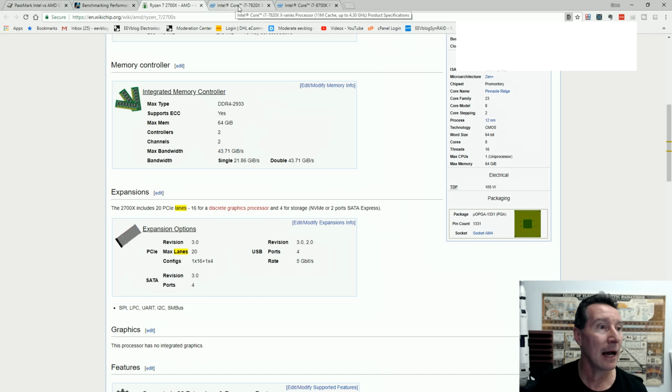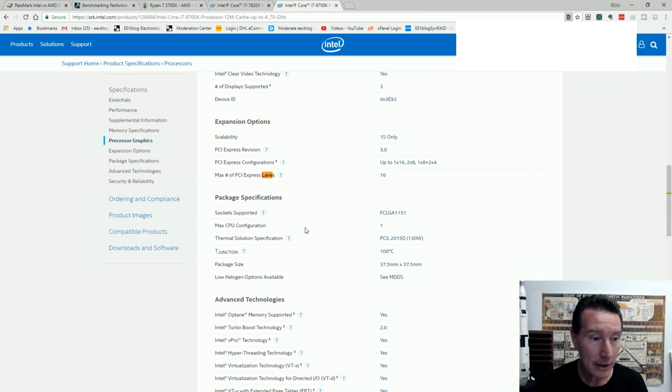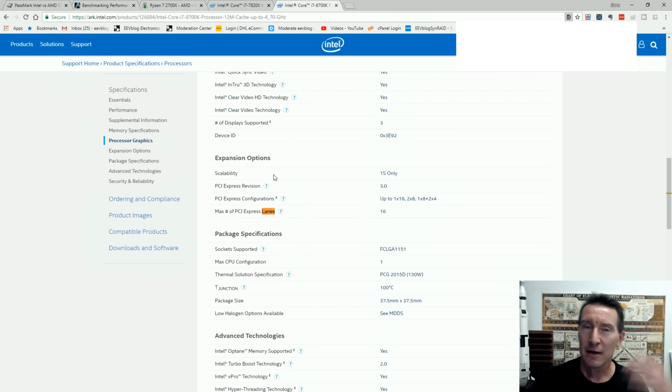Let's look at the 8700K. It's only got 16 PCI Express lanes. So once you put your graphics card in there, boom, it's got no PCI lanes left over to do anything else. So it's going to be potentially slower in a system. But once again, ebbs and flows depending.